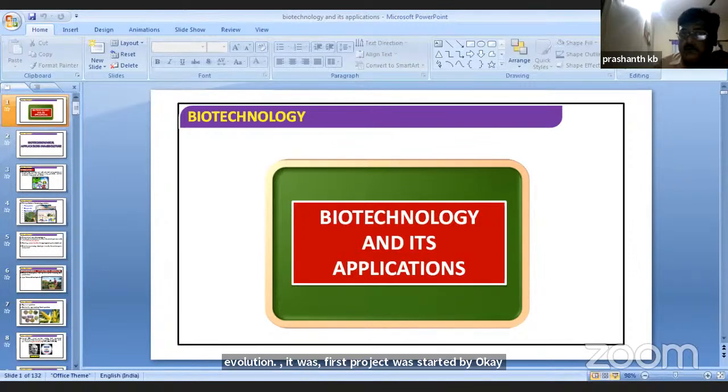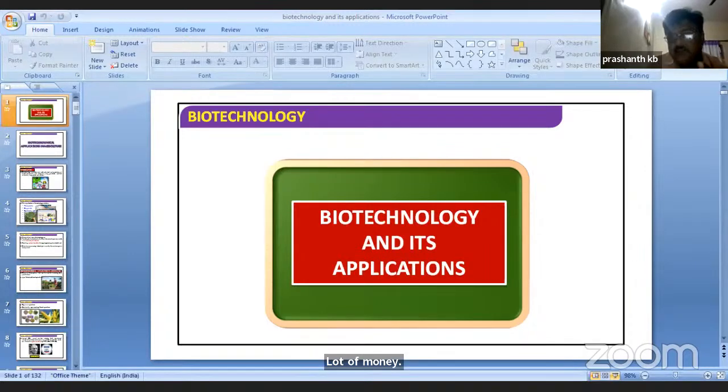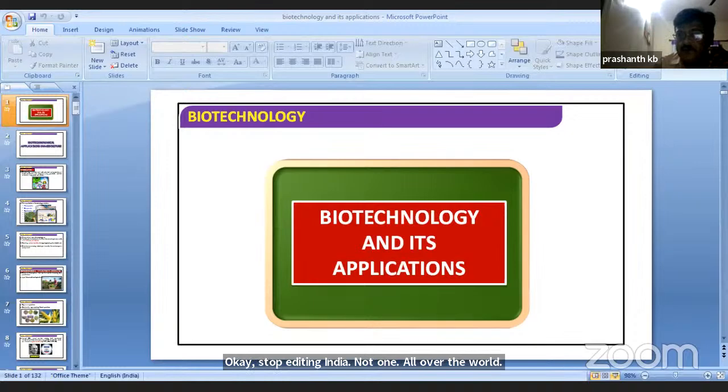Next, Norman Borlaug. He is called the father of the green revolution. All over the world, he started the green revolution. In India, it was initiated by M.S. Swaminathan. Okay, next.